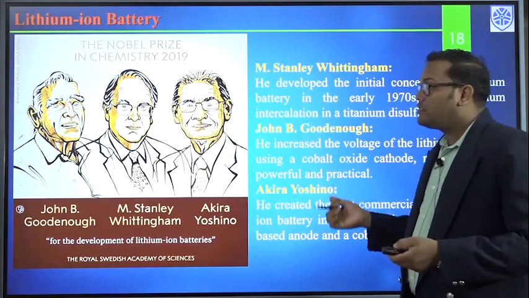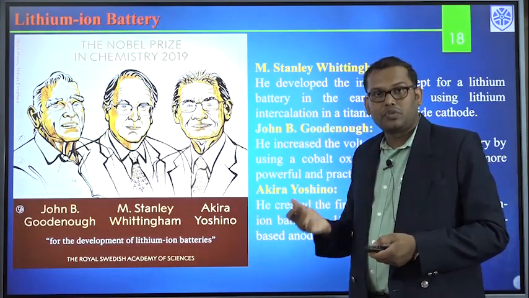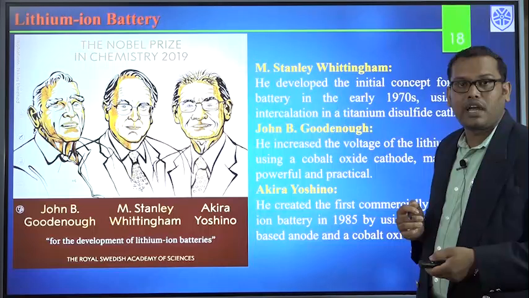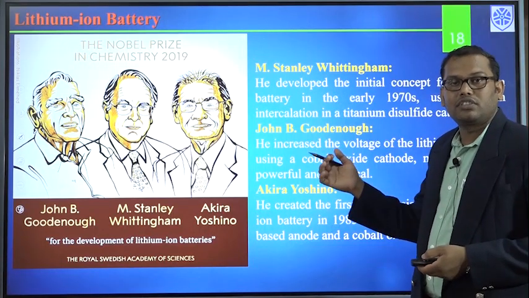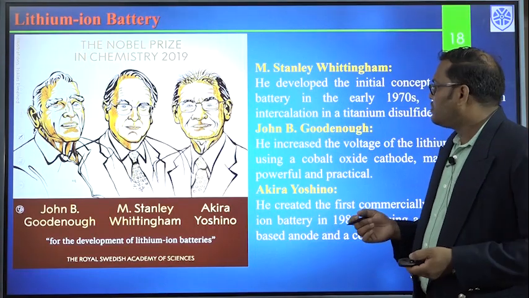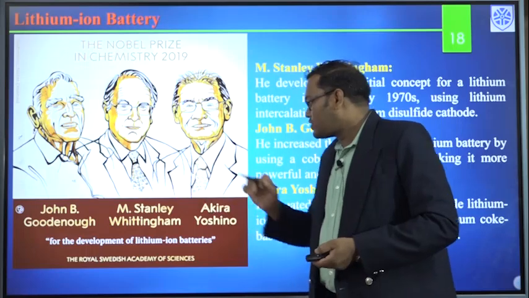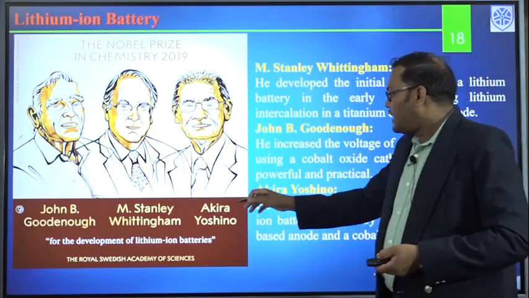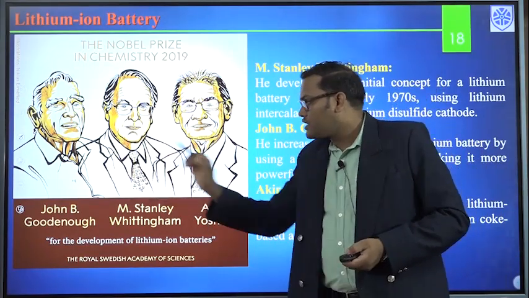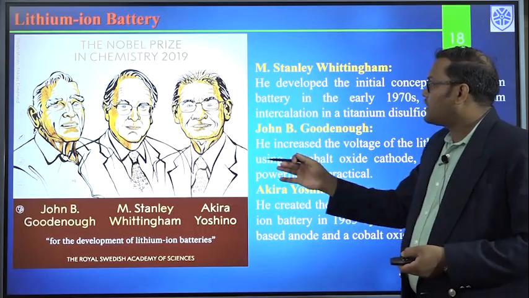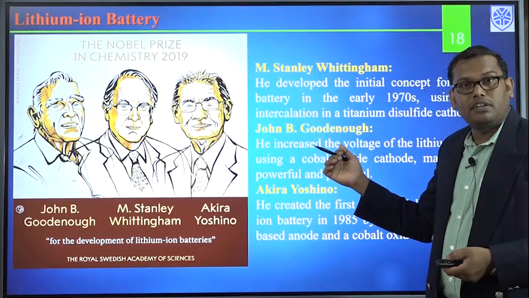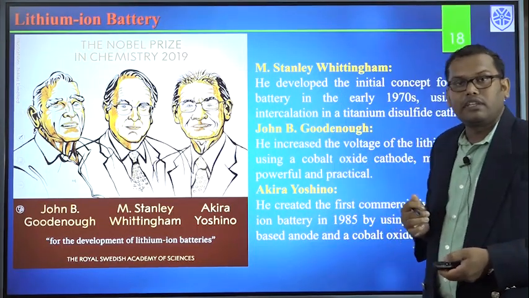Now, coming directly to the lithium battery, as this is the topic of today's lecture. You must know about the 2019 Nobel Prize, which was given to three scientists for the development of lithium batteries: John B. Goodenough, Stanley Whittingham, and Akira Yoshino. One is from Japan, one is British American, and one is American. These three scientists developed lithium batteries and commercialized them, and because of that development they got the Nobel Prize in 2019.